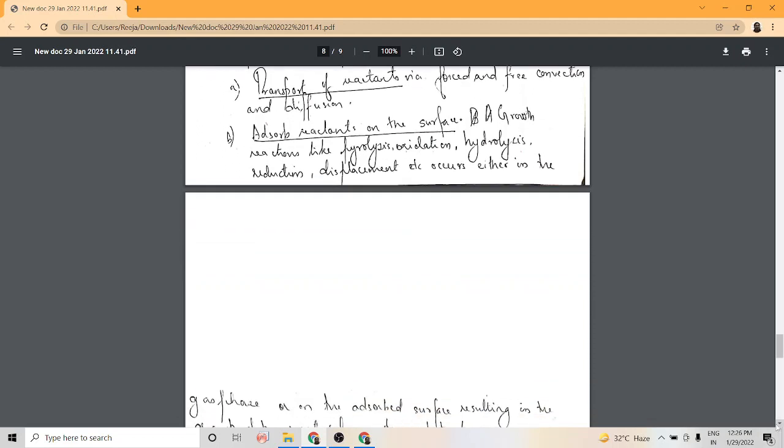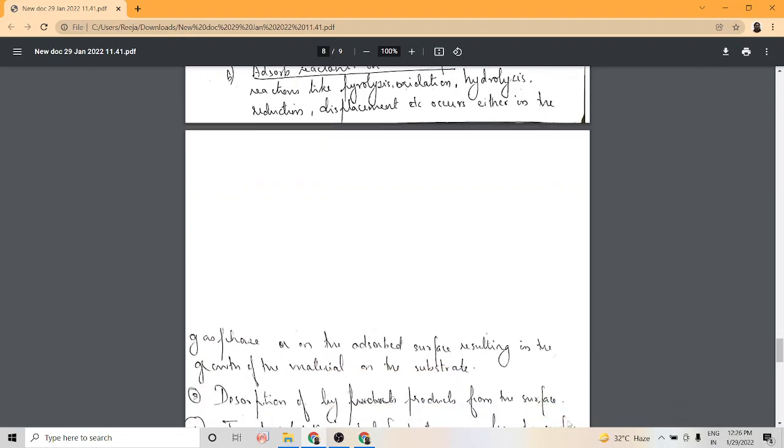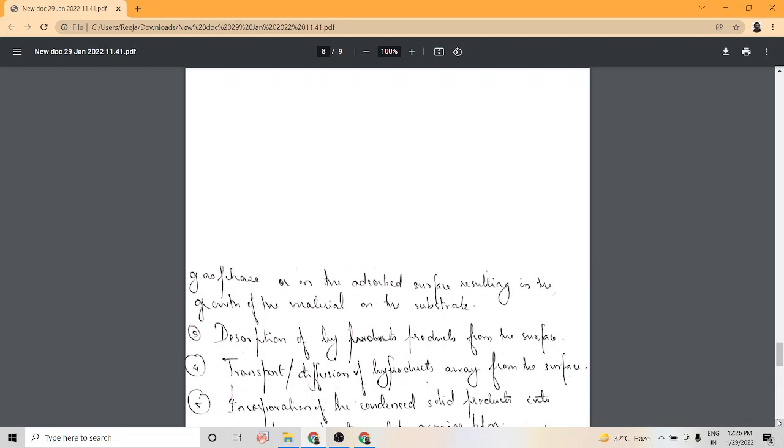That is, after these chemical reactions, either in the gaseous phase or on the adsorbed surface, the material to be grown or the material whose thin film is to be synthesized is formed on the surface. Now, as a result of the chemical reaction, several byproducts will also be formed which are not required on the surface and they have to be desorbed. That is the third step. Next, these desorbed byproducts have to be transported or diffused from the surface. And the final step is the incorporation of the condensed solid products to form the thin film.